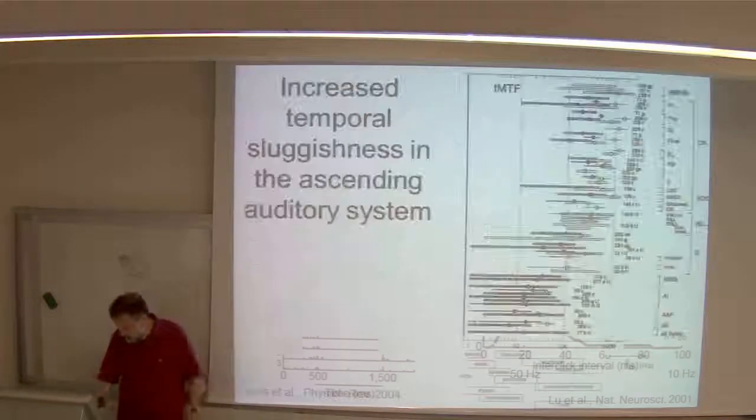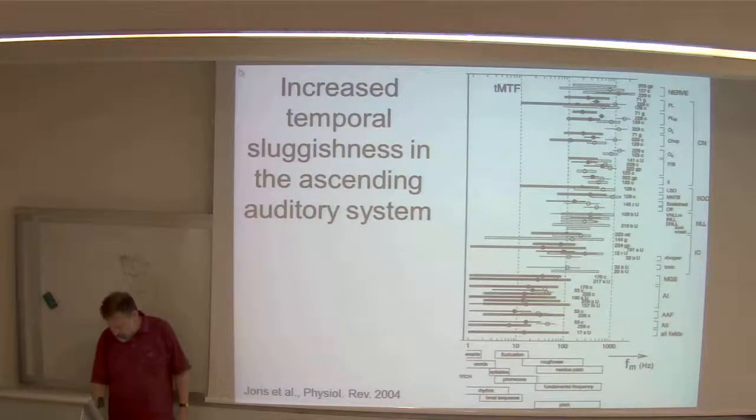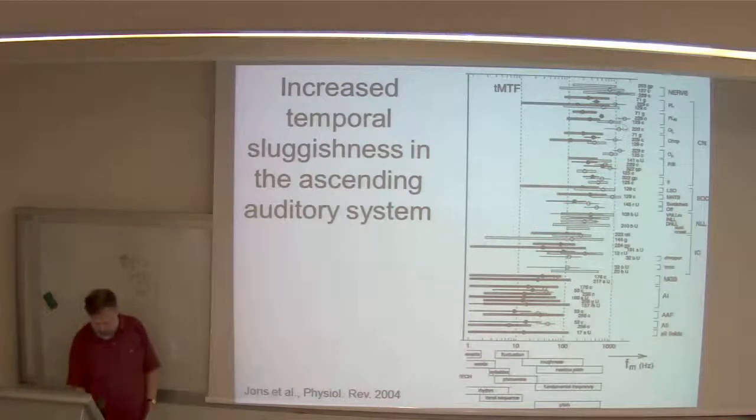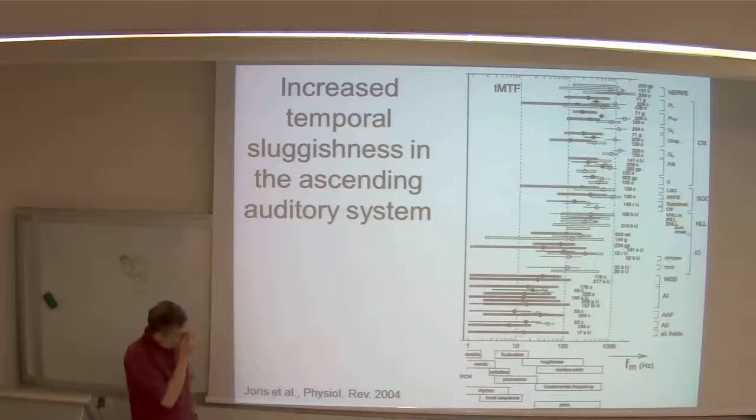So this shows the loss of temporal sensitivity, the increase in temporal sluggishness as you go up the auditory system. This is from a review of Phil Joris and Christoph Schneider. Each bar here represents the range of rates to which neurons locked in one study.